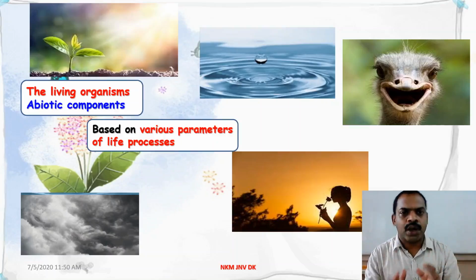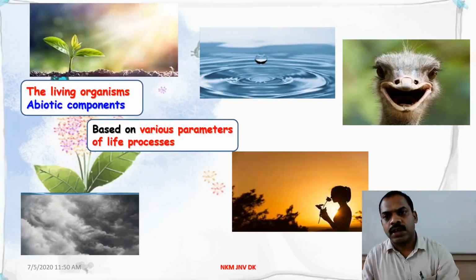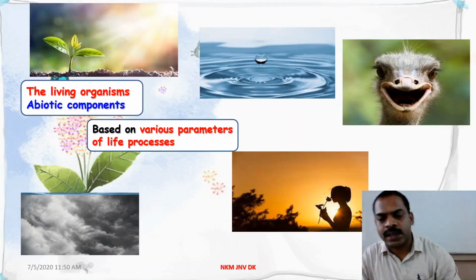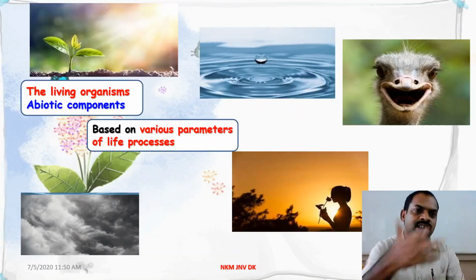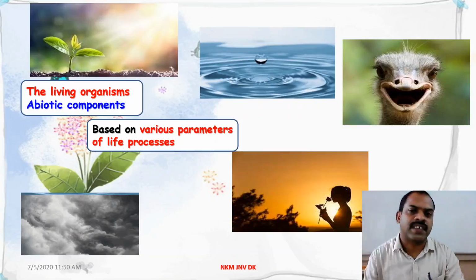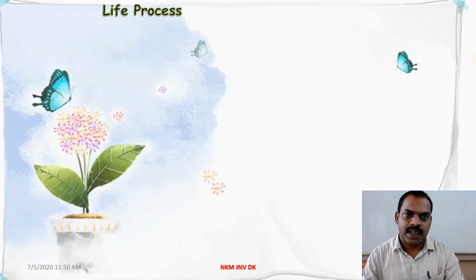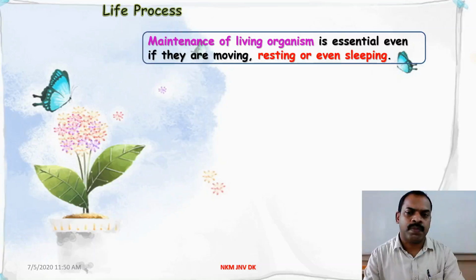Based on various parameters of life processes, you say, sir, it is moving, it is breathing, it is walking, it is doing photosynthesis, etc. So let us discuss those things in this chapter. The activities that give an organism its living status are called life processes.